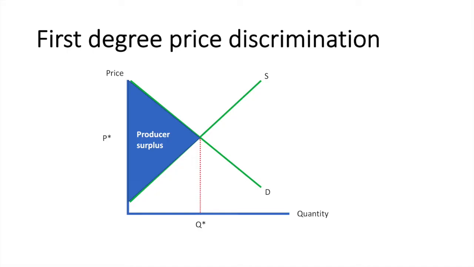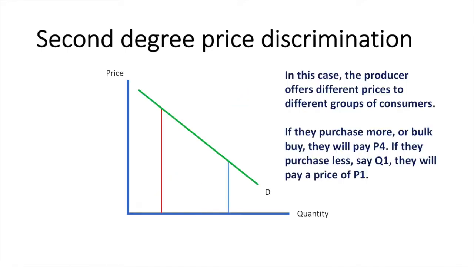Now let's move on to second degree price discrimination. For second degree price discrimination, the producer offers different prices to different groups of consumers. Unlike first degree price discrimination, consumers are broken into groups that receive different prices based on the quantity they purchase. If they purchase more or bulk buy, they will pay P4. If they purchase less, say Q1, they will pay a price of P1.